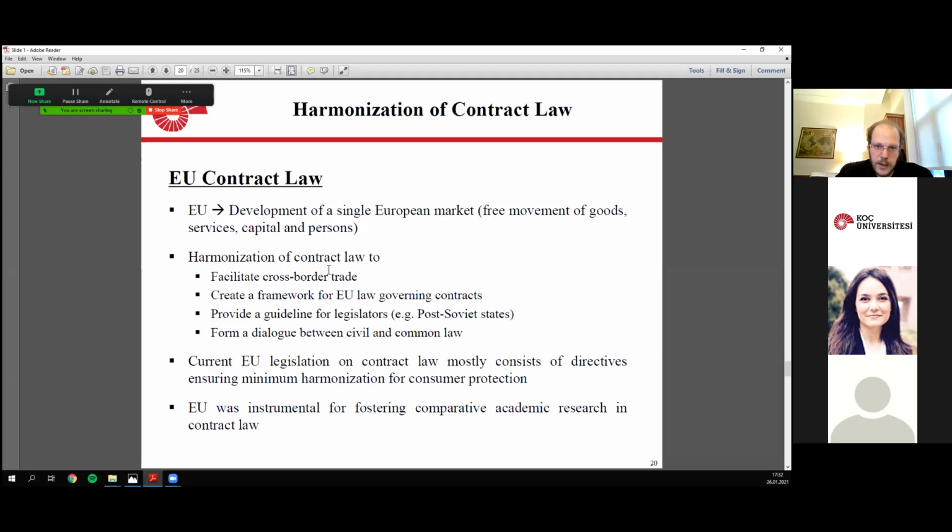Why does the EU try to harmonize certain rules on contract law? Because they want to facilitate cross-border trade. Different rules make that more difficult. They want to create a framework for EU law governing contracts.